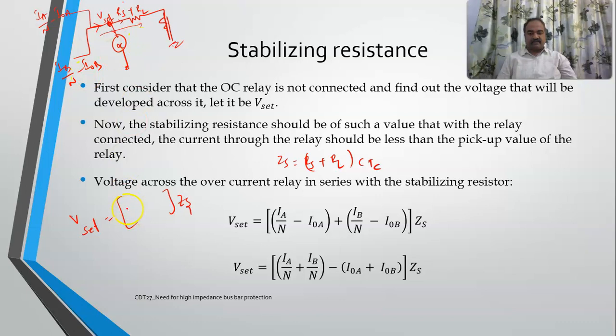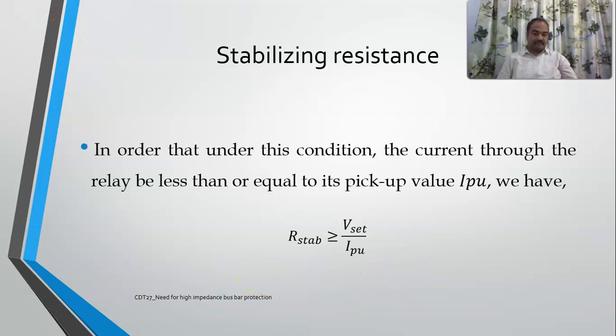This is the summation of currents. See, this is the current. Both the currents will be joined. I am just rearranging them. Okay, so this is my V set, if my overcurrent relay was not connected there.